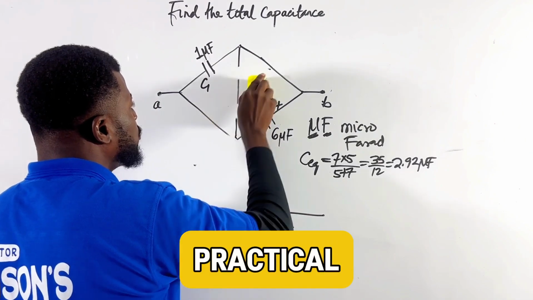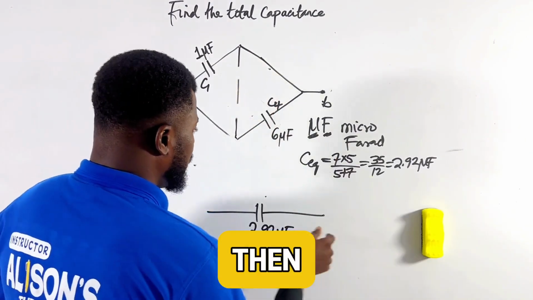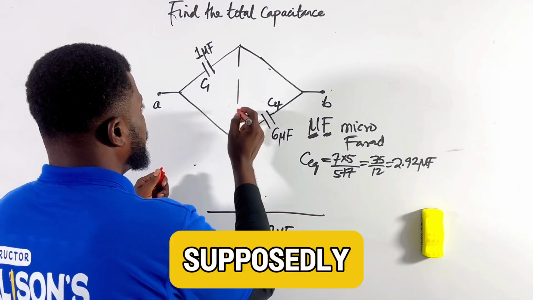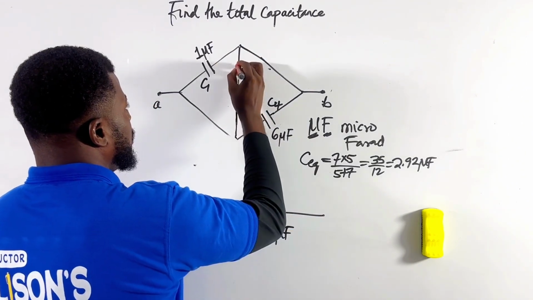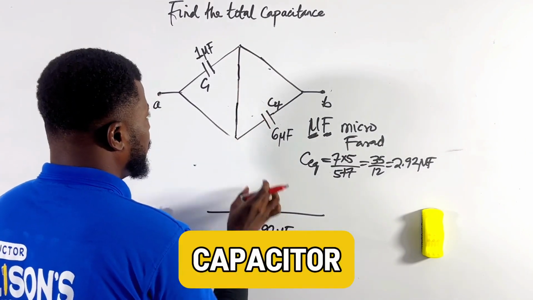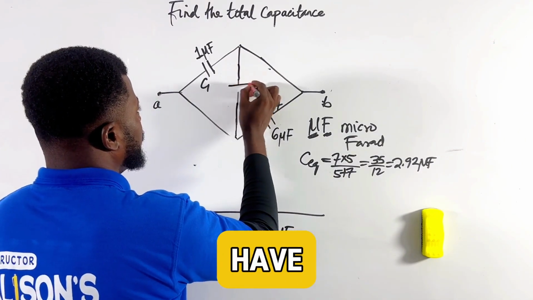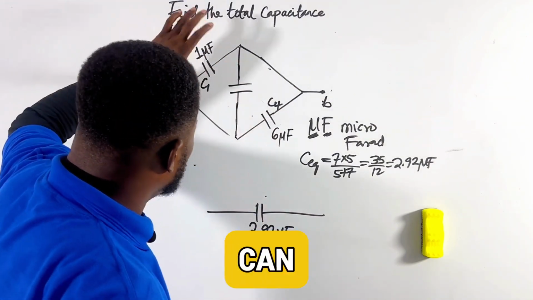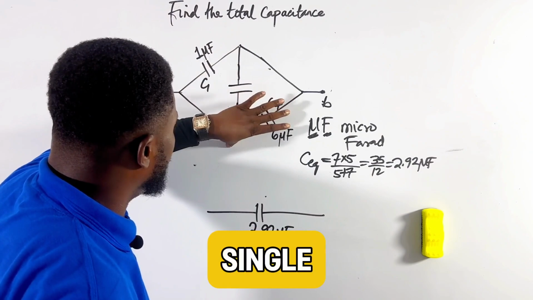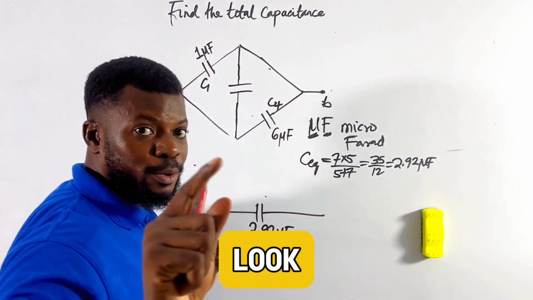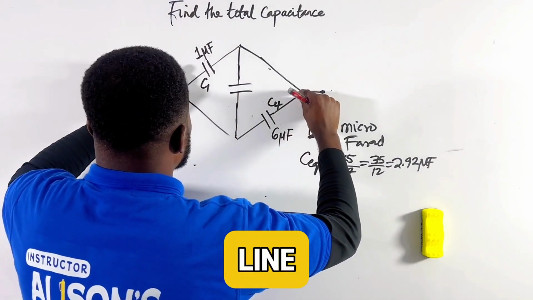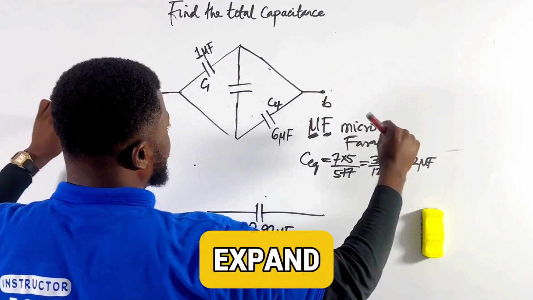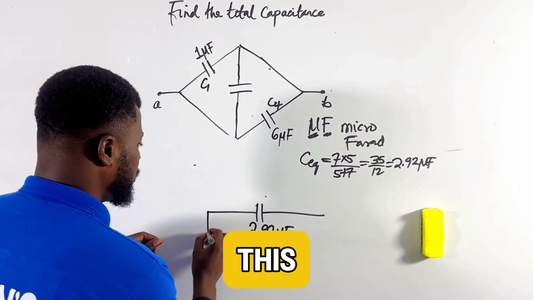I'm showing you practical stuff that will make you understand this. Then this guy, I want to replace it here. So this line is supposedly this line. So this capacitor comes in between here. We have it like this, and then you have the value. That's the single guy you have. Now you can see we have a single guy here. This line, look at what I want to do. If I expand this guy, I'll be having it like this.